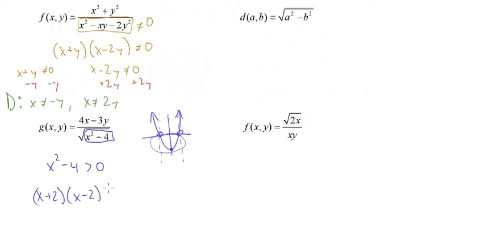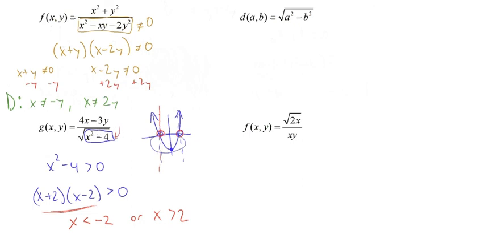And remember, this is going to be greater than 0. And where do we have positive outputs? Well, when x is less than negative 2, or x is greater than 2. Notice there's no or equal to here because those roots will give us 0 in the denominator, and we can't have that.